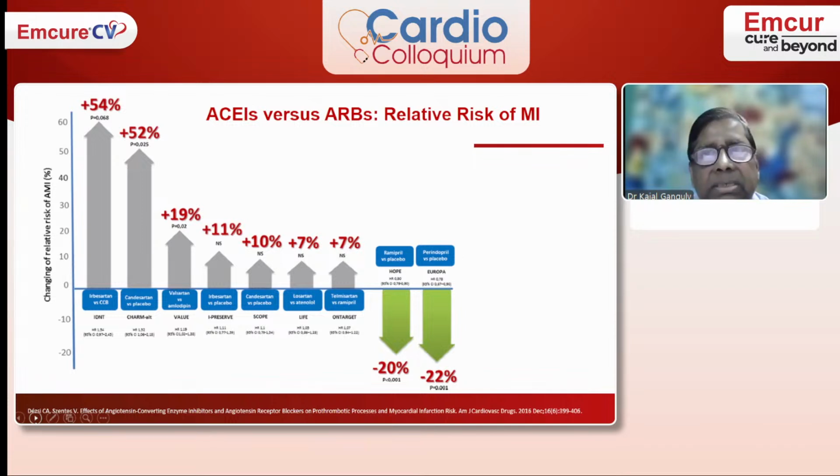So, the relative risk reduction of MI, ACE inhibitors versus ARBs. You can see the IDNT, CHARM-Alternative, VALUE, and SCOPE, LIFE, and ONTARGET trials. Although they reduced the incidence of MI, it was not statistically significant. Whereas you see the HOPE trial and the EUROPA trial, there is huge benefit in reduction of AMI, or in patients following an AMI, using this drug to prevent subsequent atherosclerotic events. Next.